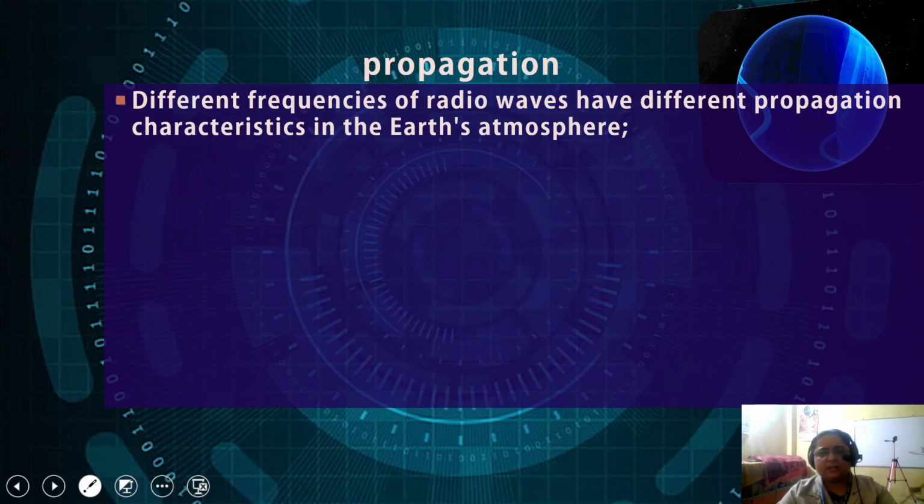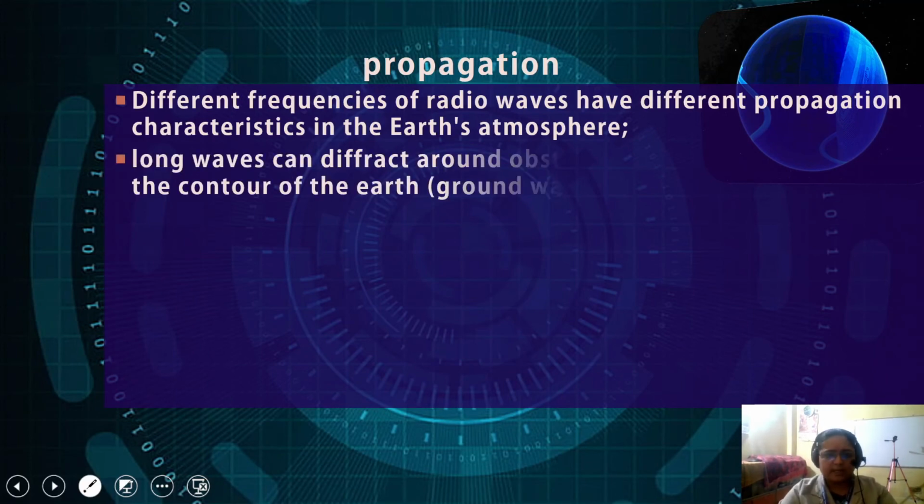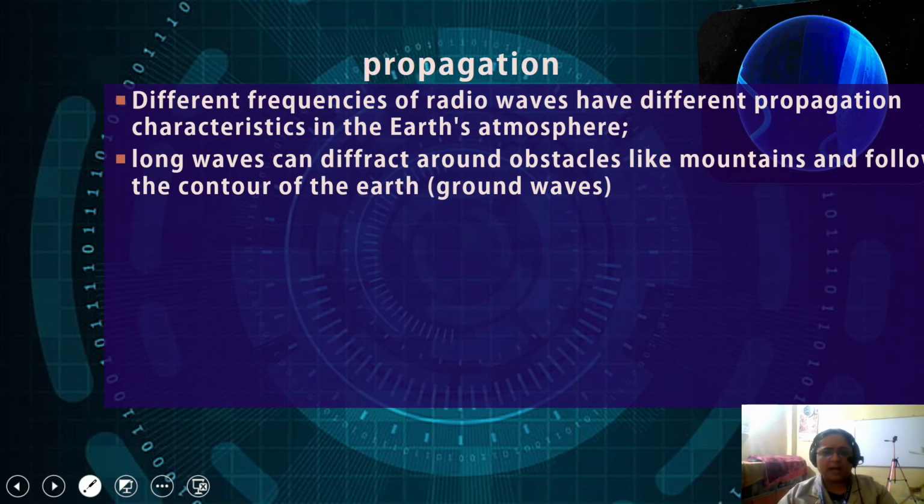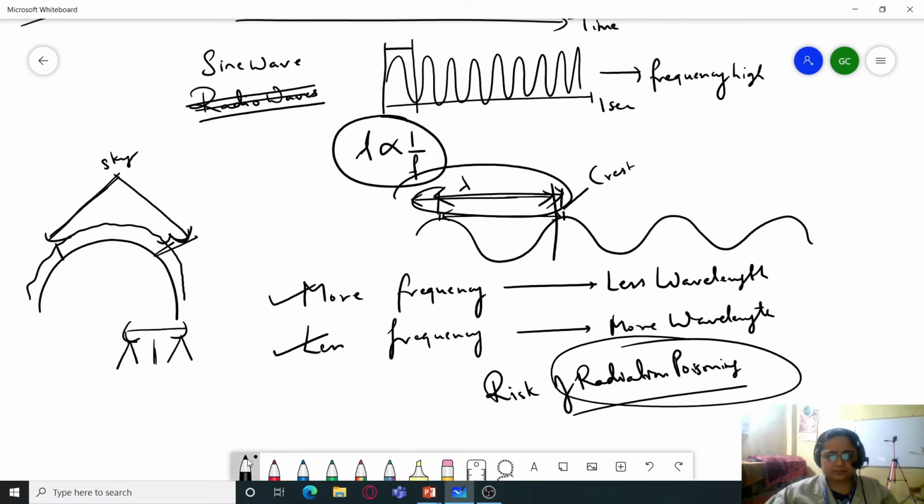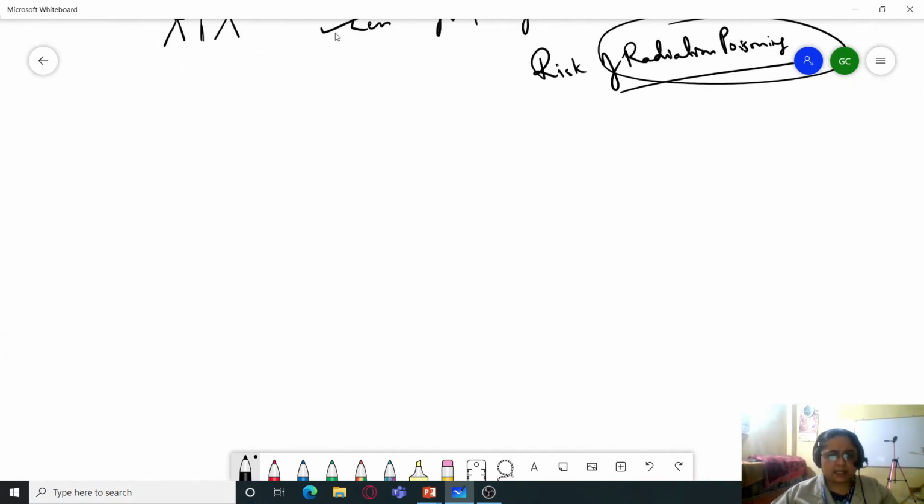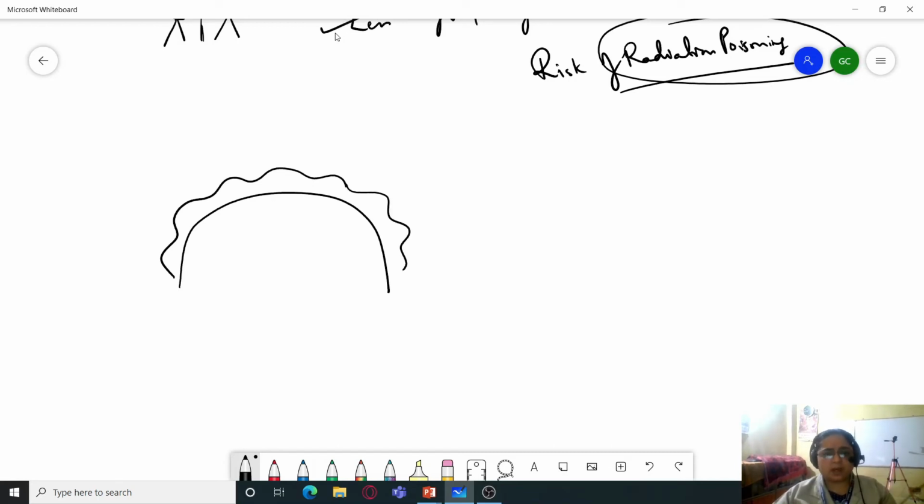Propagation. Different frequencies of radio waves have different propagation, as I told you. Long waves can diffract around obstacles like mountains and follow the contour of the earth. That's what I explained to you, because our earth has a curvature. These waves which have longer wavelength can travel along the curvature of the earth and also move past mountains or any obstacle in the way and reach their destination. If we have the source here and the destination there, they can reach the destination without the need of any support in between.